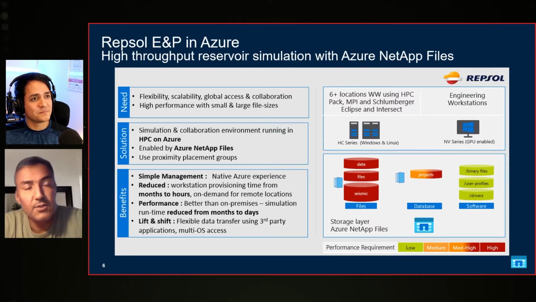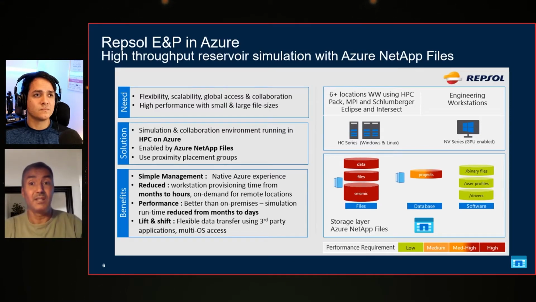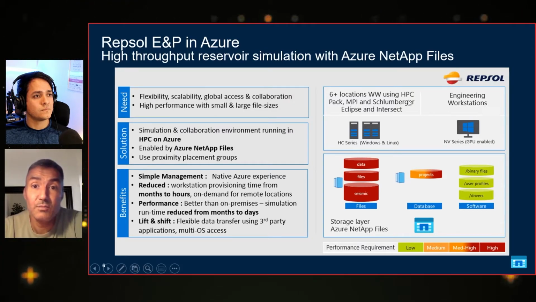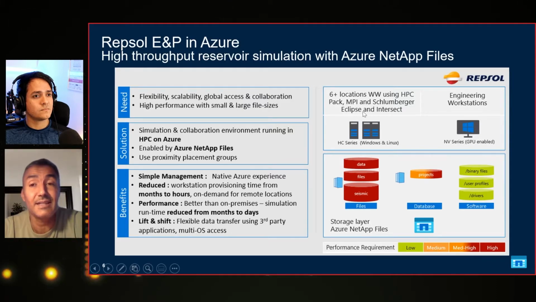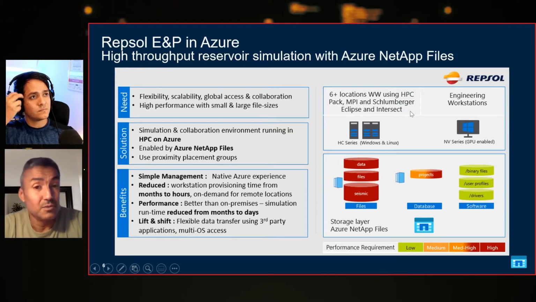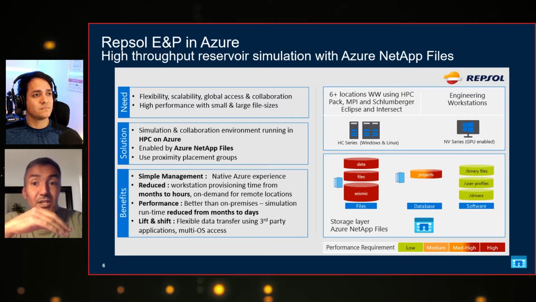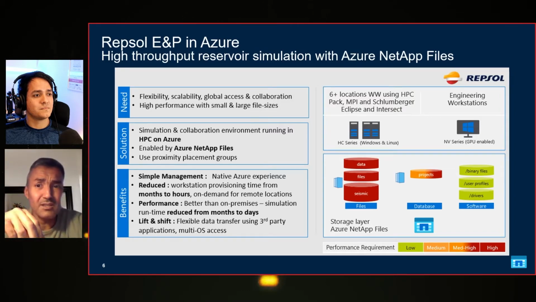Yeah, that's a great use case we have with Repsol. So Repsol were struggling to get the performance required in the cloud with the various IaaS solutions, for their simulations run with Schlumberger Eclipse and Intersect software. So the performance was not there. The simulation runtime was awfully high with the IaaS solutions they were using.